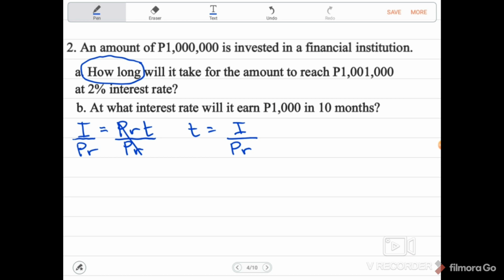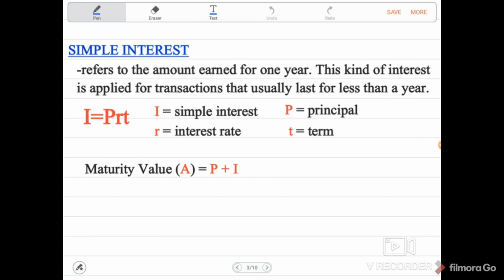So, kailangan kunin lang natin yung mga given, no? I, that is the interest. Paano ba natin kukunin si interest? Ang given lang natin is ito, the maturity value and the principal. Dito sa formula na yan. Okay? So, ang gagawin mo lang dyan, ito, ililipat mo lang dito.